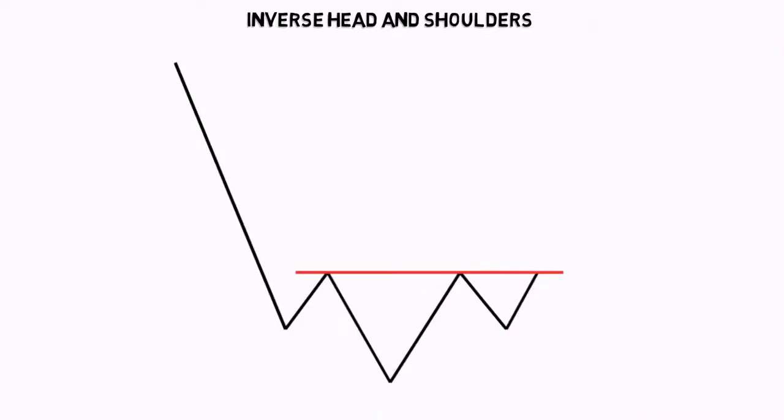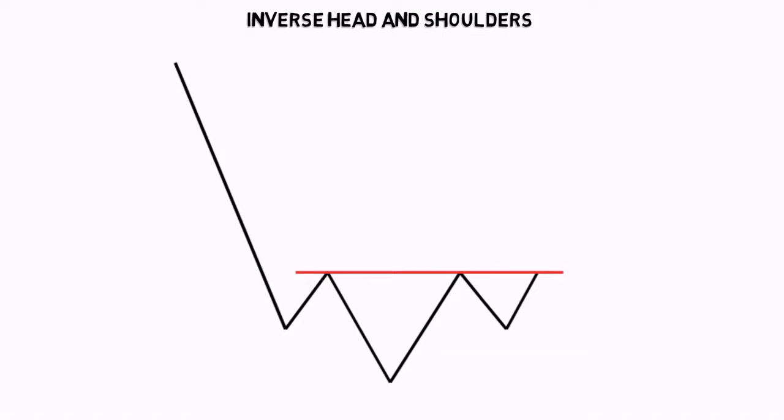So once again, we have a peak being formed and then it is followed by an even lower peak, which is the head, and then it pulls back to the neckline, and then followed by a third peak, which is the last shoulder in the inverse head and shoulders. The inverse head and shoulders is a bullish reversal pattern which forms after a strong move downwards. It is the exact opposite to the bearish head and shoulders pattern.